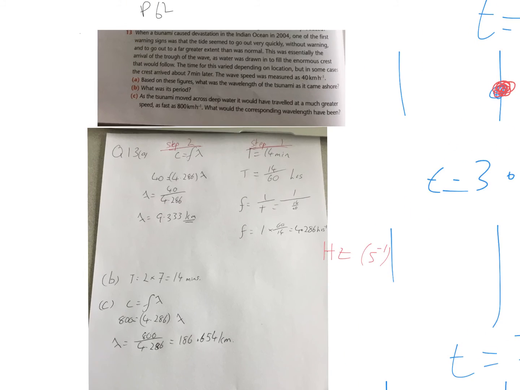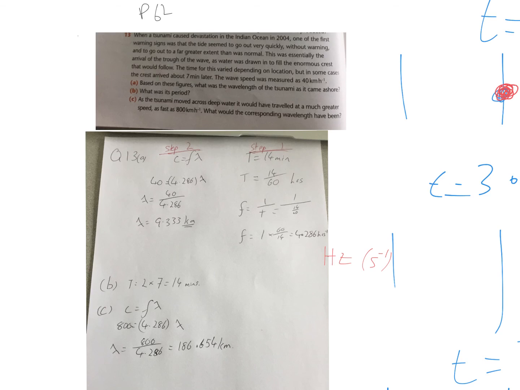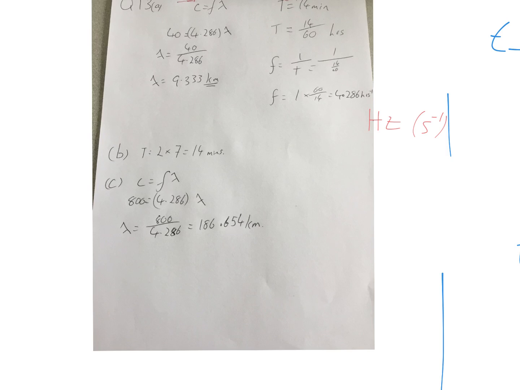Alright, then the final question says, as the tsunami moves across deep water, it would have traveled at a much greater speed, as fast as 800 kilometers per hour. What would the corresponding wavelength have been? So for this one, we again just use c equals f lambda. They've given us a new speed of 800 kilometers per hour. Again, I kept it in kilometers and hours.